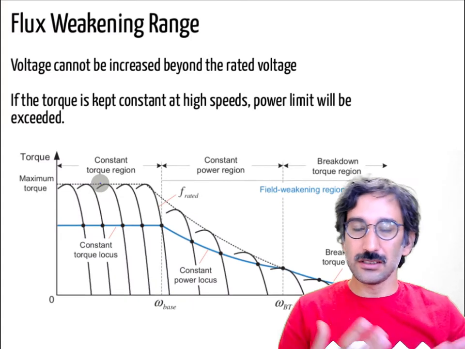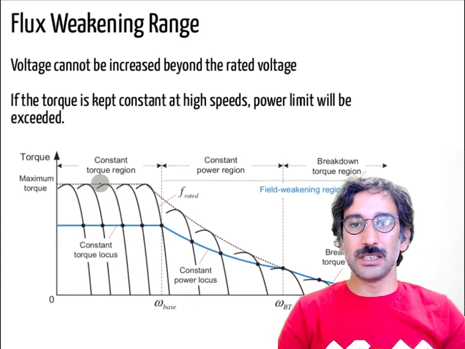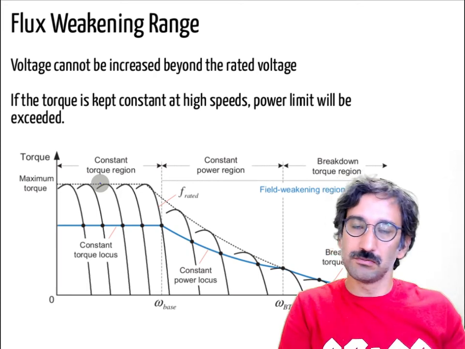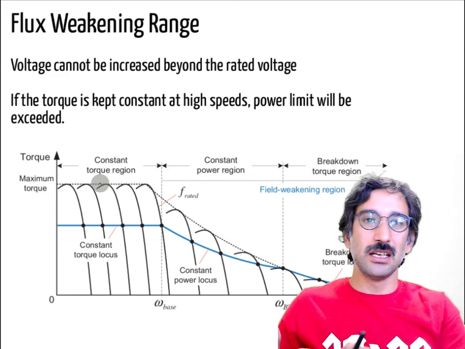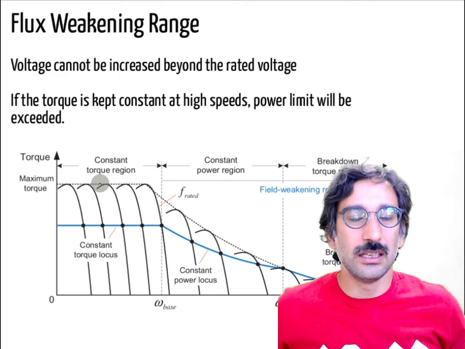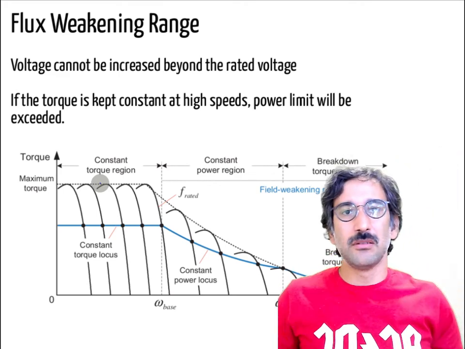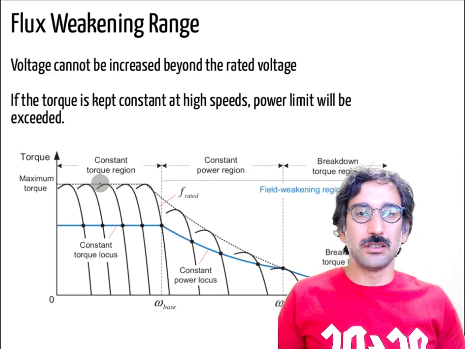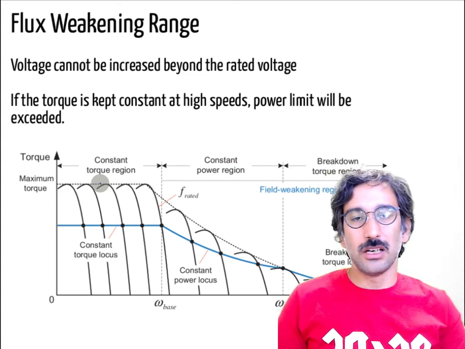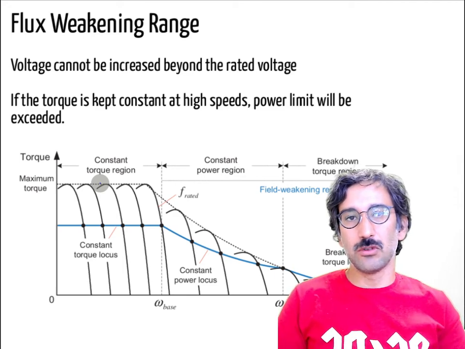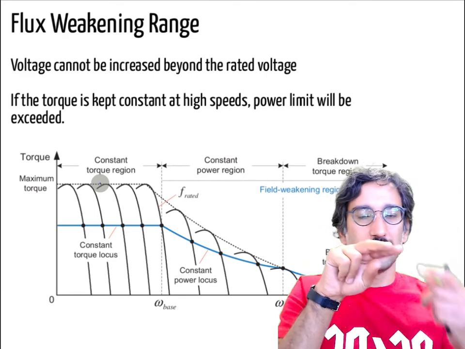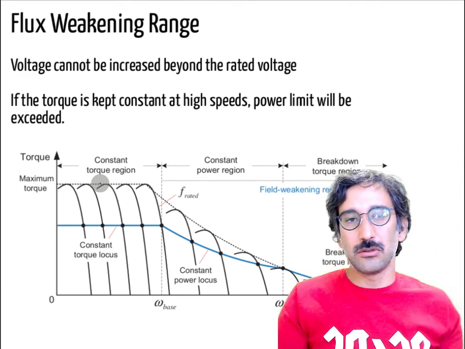But the disadvantage, not the disadvantage, but the limitation: voltage cannot be increased beyond the rated voltage. This may sometimes be limited by your battery voltage. I don't know the exact value for the Tesla battery, but that DC voltage is limited. Or if you are driving electrical motors connected to the grid, then you have a limited 400 volts line-to-line voltage. Or sometimes the insulation of the coils cannot go beyond some voltage.